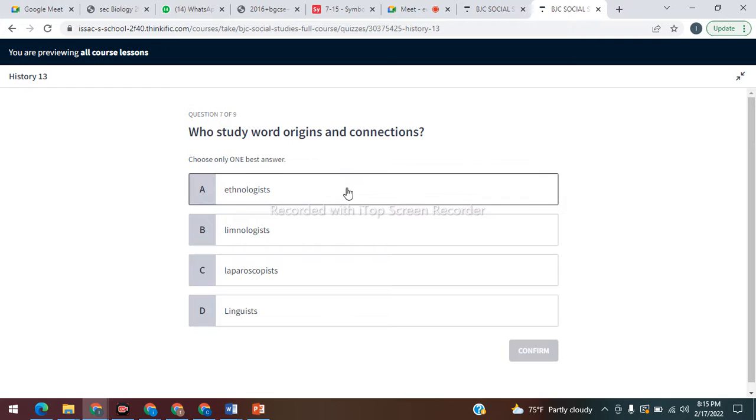You study word origins and connections. Is it ethnologists, limnologists, laparoscopists, or linguists? That's just words now. You study word origins and connections. Hold on.